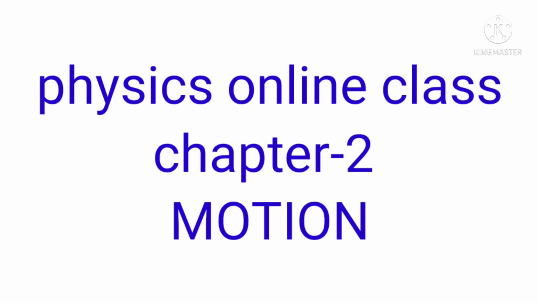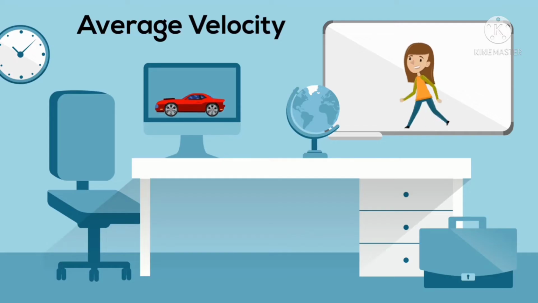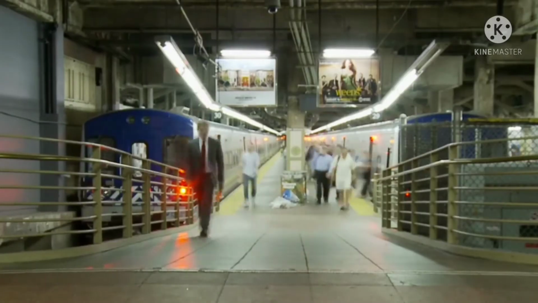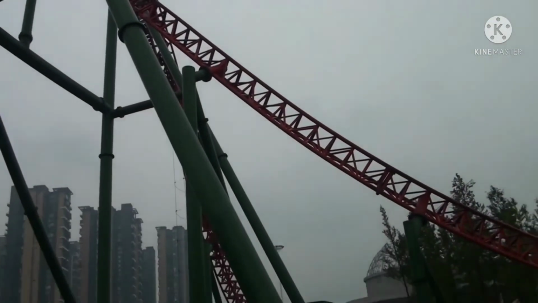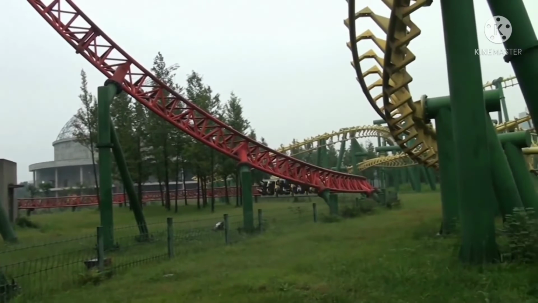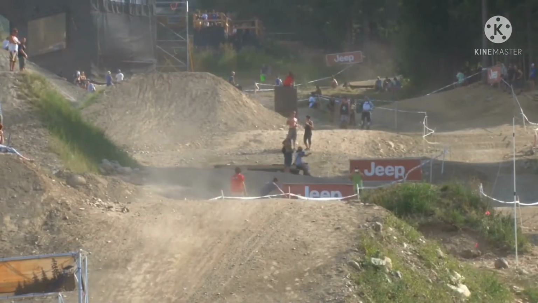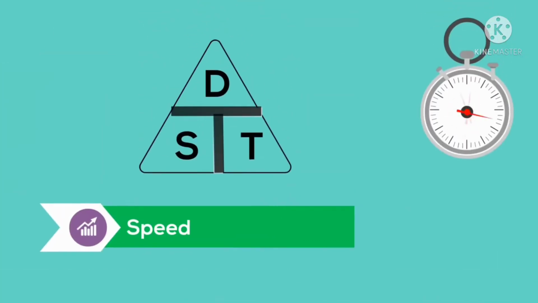Okay, children, we are in chapter 2, that is motion. In today's online class, we will study about average velocity. Now, see, children, you know what velocity is. Velocity is nothing but speed with a particular direction. Some of the examples I am showing you have speed. At the same time, they are moving in a particular direction.